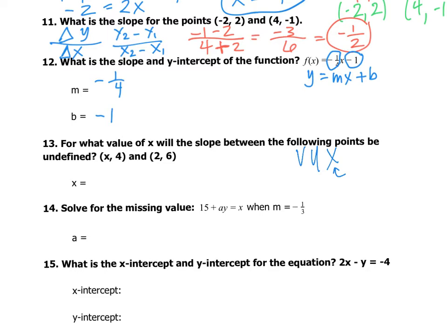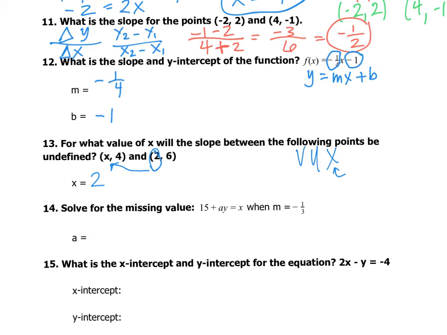So we need to look at our x for these coordinates. In order for this to create a vertical line, that x would need to be equal to the same x in the other ordered pair. Okay, so that x needs to be equal to 2.